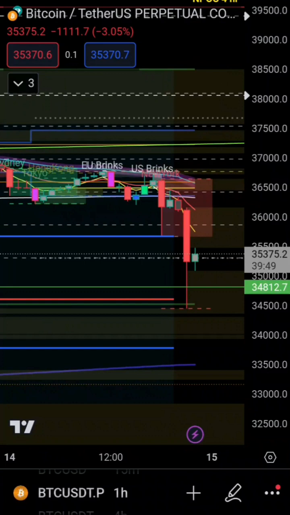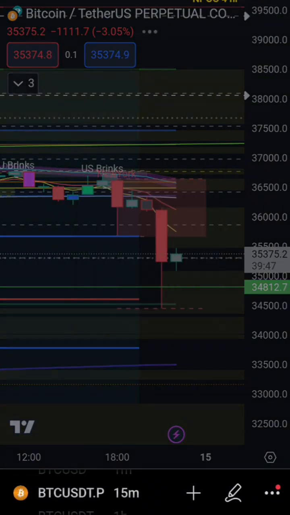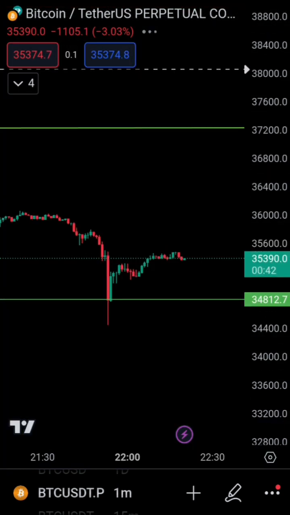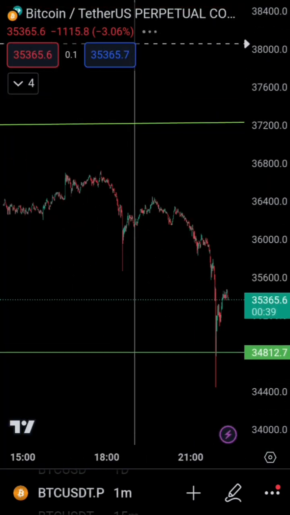The thing is, you can't wait for these things because these things happen very fast. They don't give you time to react. You could see how the candles were moving. Even on the 1 minute, the candles were moving very fast. You wouldn't be able to take a decision.